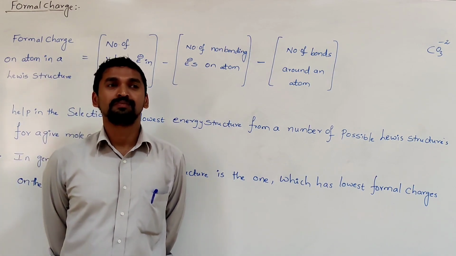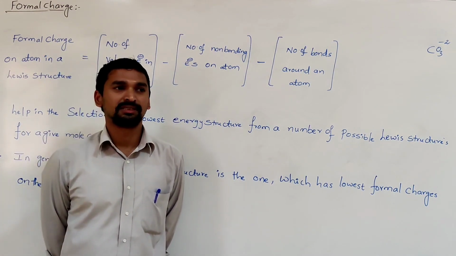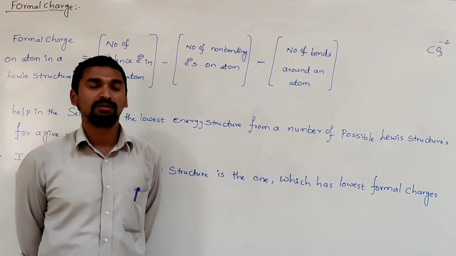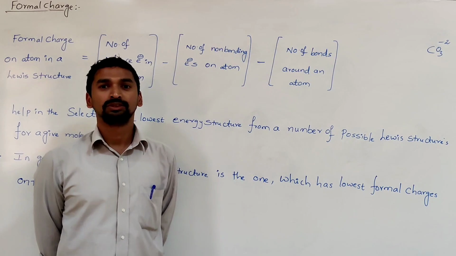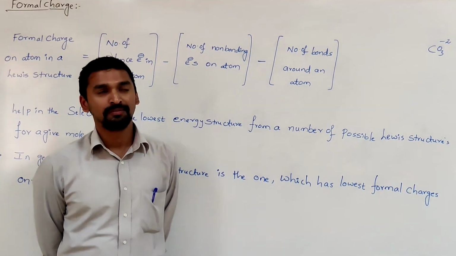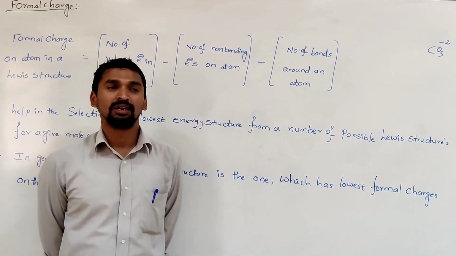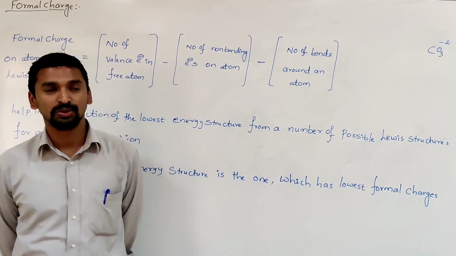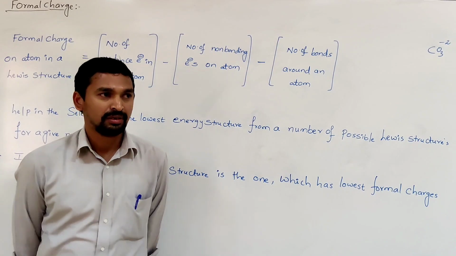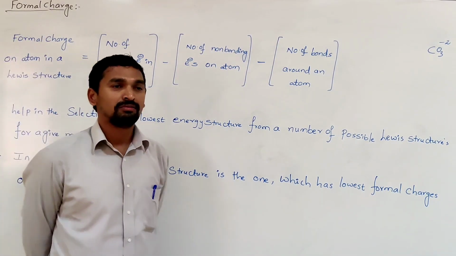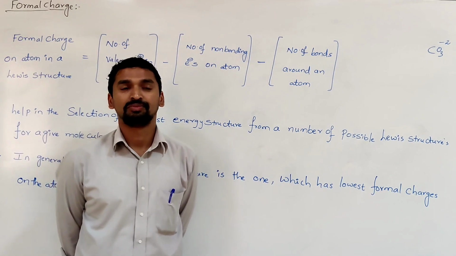Good morning, students. In the last class, we discussed very clearly about the covalent bond, how a covalent bond is formed between the two atoms in a molecule, and also we learned how to write the Lewis structure for a given molecule or ion. Today's topic is formal charge. What do you mean by the formal charge?